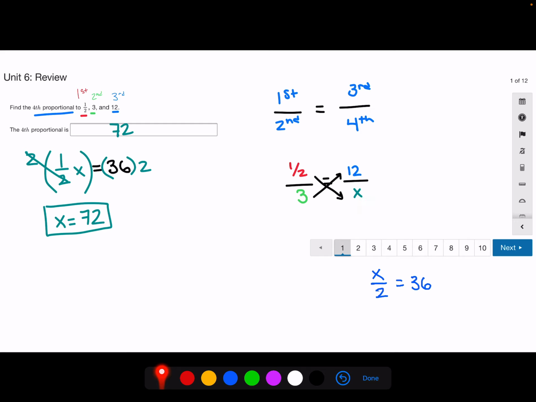So that would make this equal to each other. Of course, to get from 1/2 to 3, I'd need to multiply by 6. To get from 12 to 72, I'd need to multiply 12 by 6 as well. All right, let's try out our next one.